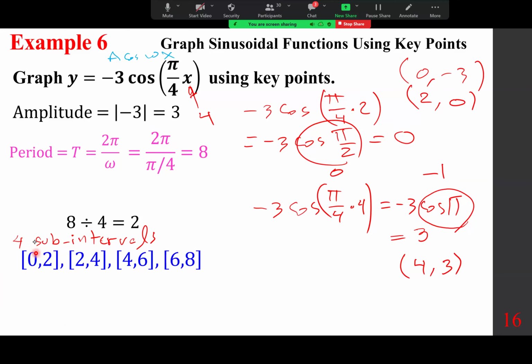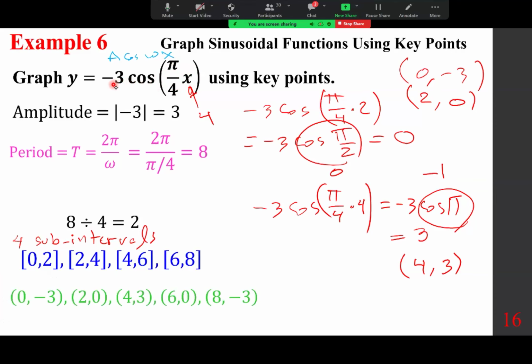If I put 6, pi over 4 times 6 is 3 pi over 2, cosine is 0, times negative 3 is 0. If I put 8, pi times 8 divided by 4 is 2 pi, cosine is positive 1, times negative 3 comes negative 3. So 8 comma negative 3. I hope you can see how easily we can come up with the answer.